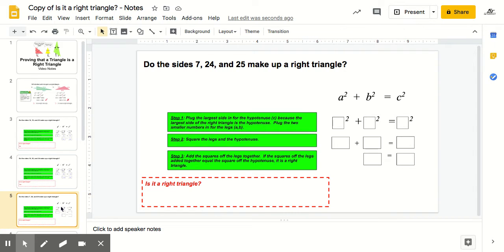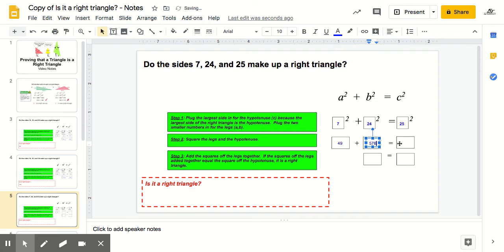Okay, we'll do another one. Do the sides 7, 24, and 25 make up a right triangle? Well, let's first identify which side is the hypotenuse. The hypotenuse must be 25 because that's the longest side length here. So I'm going to plug in 25 for C, which is my hypotenuse, and then I'll plug in my two legs: 7 for A and 24 for B. I then need to square these. So 7 squared is 49, and 24 squared is 576, and 25 squared is 625.